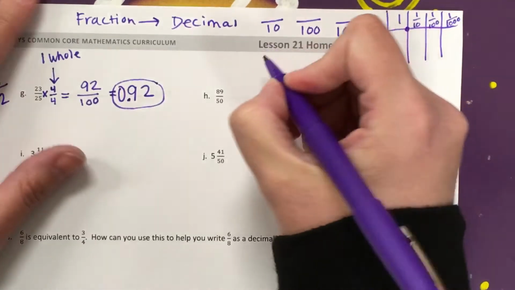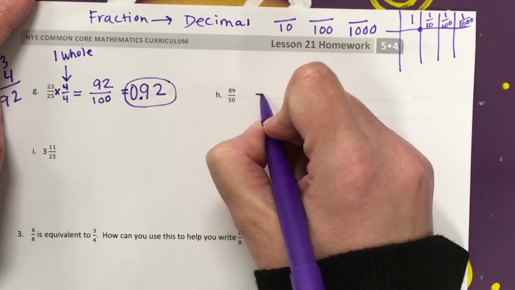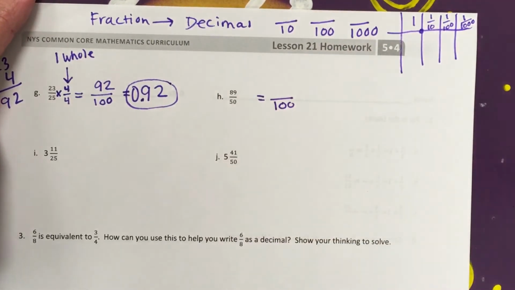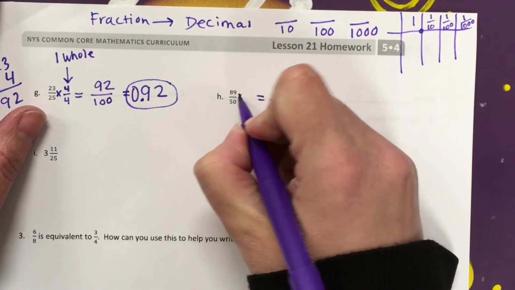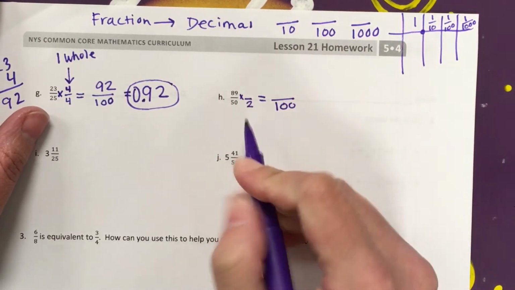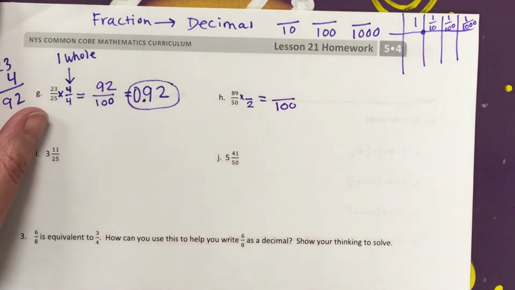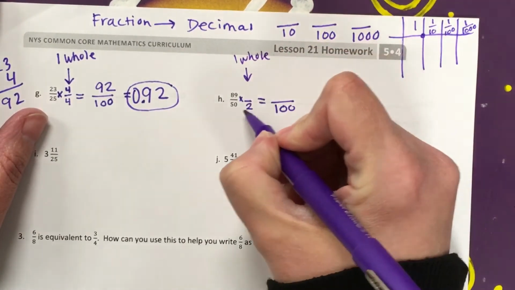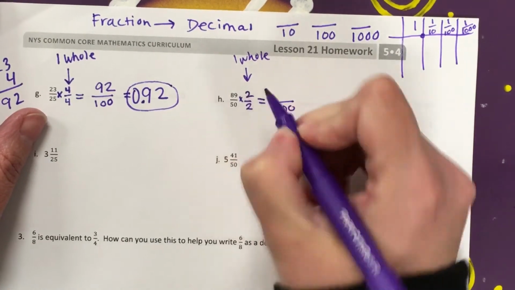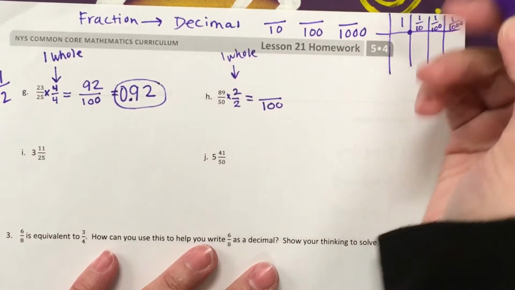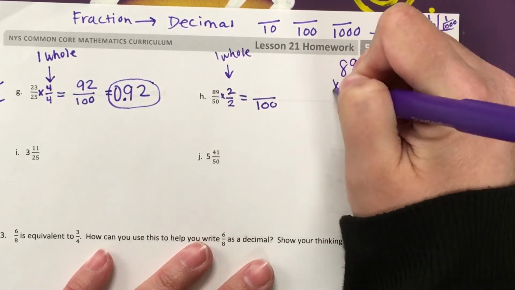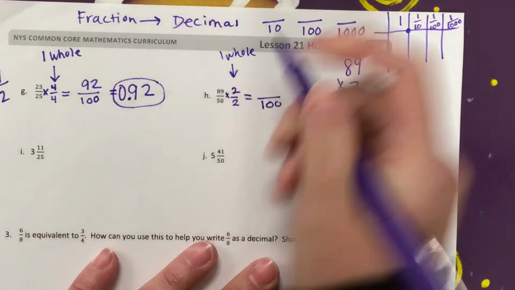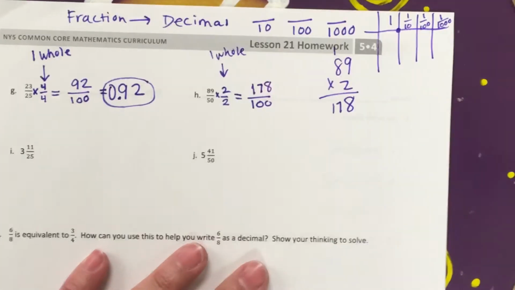Next we have 89 fiftieths. Now with 89 fiftieths, I can't go from 50 to 10 using multiplication, but I can go to 100. So I know that I would multiply by 2. 50 times 2 is 100 because 2 groups of 50 equals 100. Again, I want to make sure this is 1 whole. So if I'm multiplying the bottom by 2, I need to multiply the top by 2. On the top, I have 89 times 2, which I'm going to go to the side and multiply. 8 times 2 is 16 plus 1 is 17. So we have 178 hundredths here.